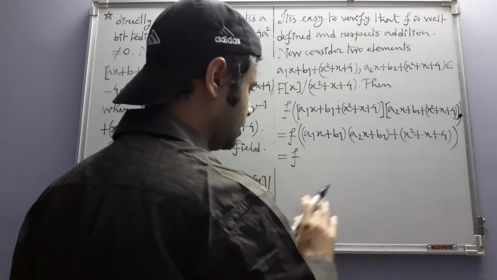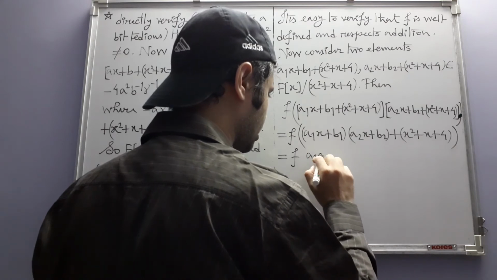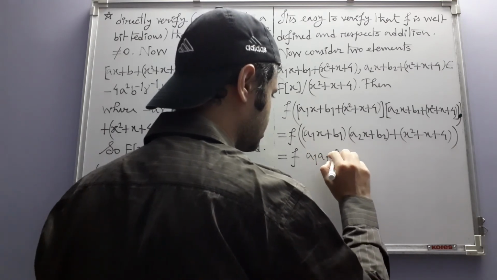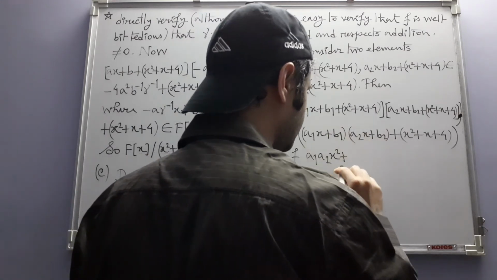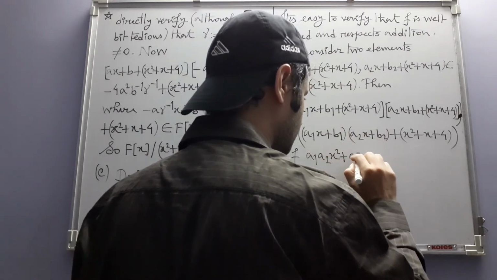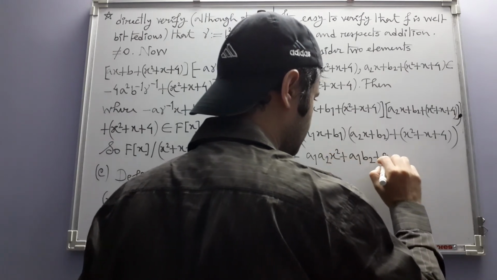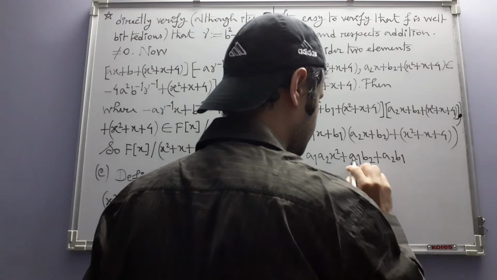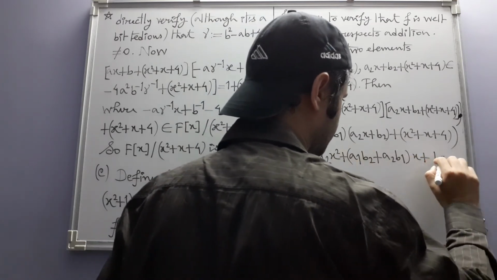But now we have to actually multiply these two polynomials. If we just simply multiply them, we will have a1 a2 x square plus a1 b2 x plus a2 b1 x plus b1 b2.